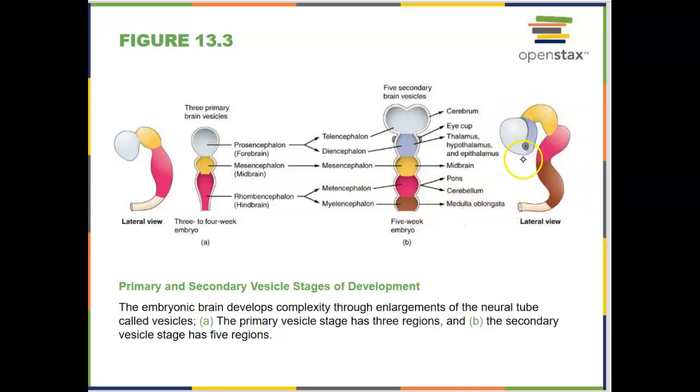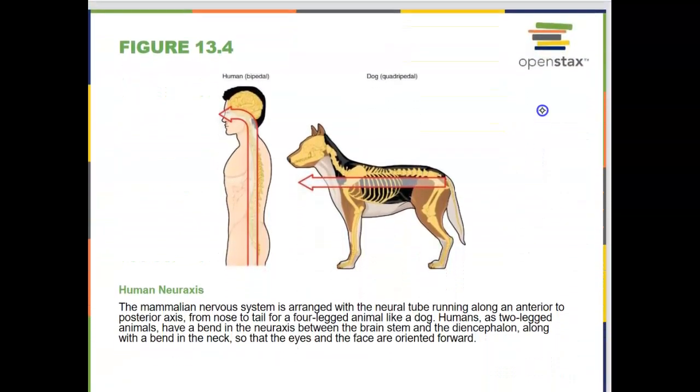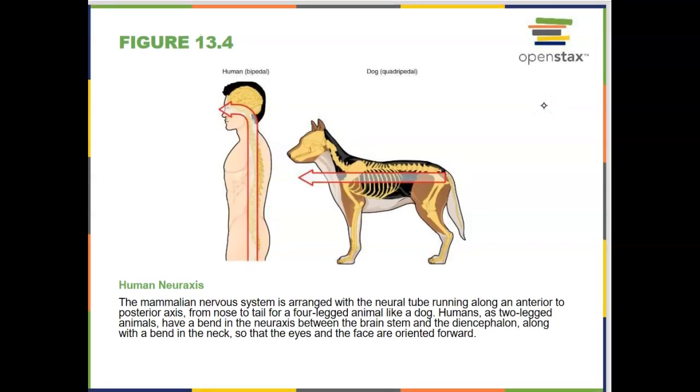So as you can see here, the eye cup is just at the junction of the forebrain and the thalamus. Amazing, huh? My degree is in neuroscience, so I kind of have a lot to say about this stuff.